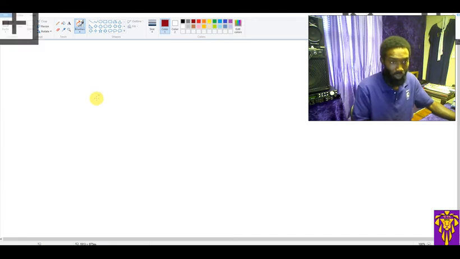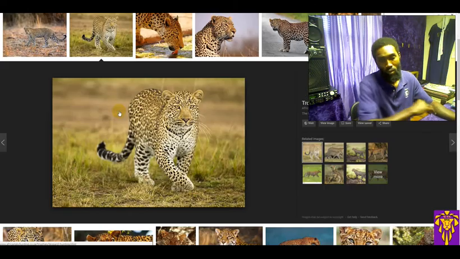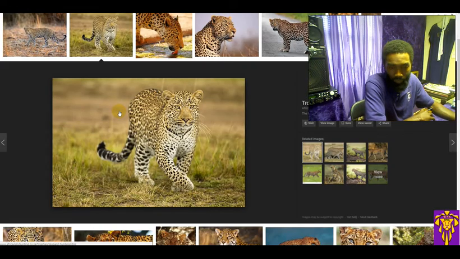So the first word would be leopard. How would you say this in the Hebrew? So this is what a leopard looks like. Okay, that's a leopard. You notice the spots?